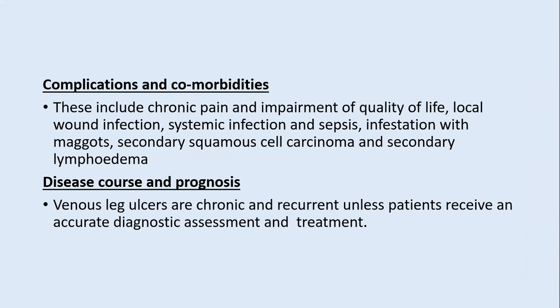Complications and comorbidity. These include chronic pain, impaired quality of life, local wound infection, systemic infection and sepsis, and if the wound is very dirty, then infestation with maggots. If it is a very chronic, non-treated ulcer, then it can lead to secondary squamous cell carcinoma and secondary lymphedema. Disease course and prognosis. Venous leg ulcers are chronic and recurrent unless patients receive an accurate diagnostic assessment and treatment.